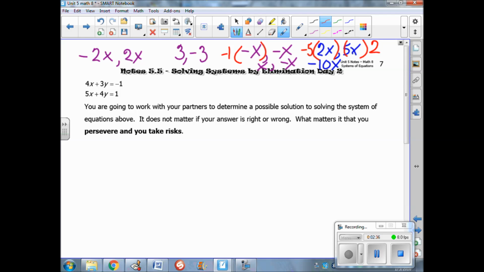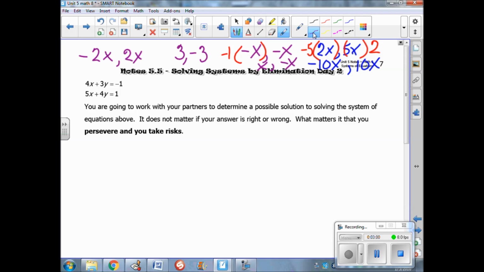Hopefully you're saying in your head, multiply by 2, Mrs. Swinson. So now I have 5x times 2, which is now 10x, and negative 10x and 10x are opposites. So we're just kind of playing some number games in order to force the opposites to happen, which will allow us to eliminate, or get rid of.